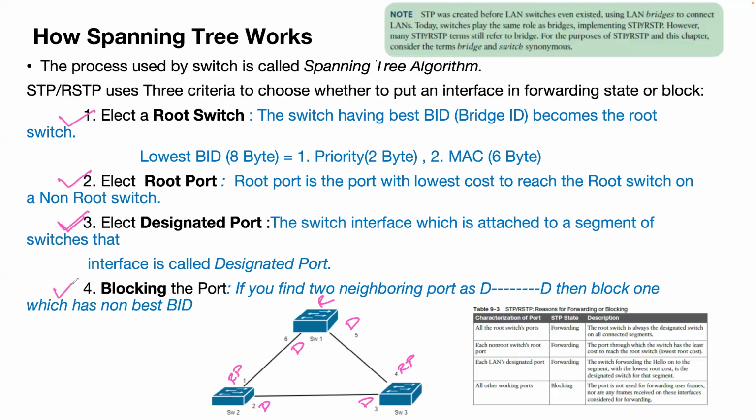Then you have blocking the necessary port. If you find any neighboring port as DP port, then that is the link which is causing the loop. If you see carefully, here it is RP-DP, no problem. Here it is RP-DP, no problem. But here we have DP-DP. So that's a problem. This link is creating the problem. Now how do I block? Which port should I block?